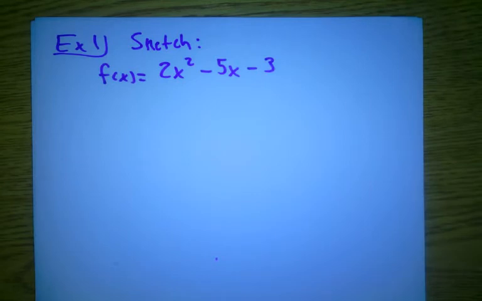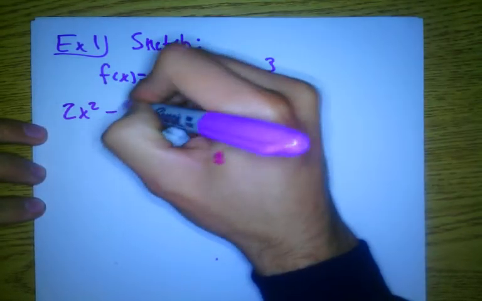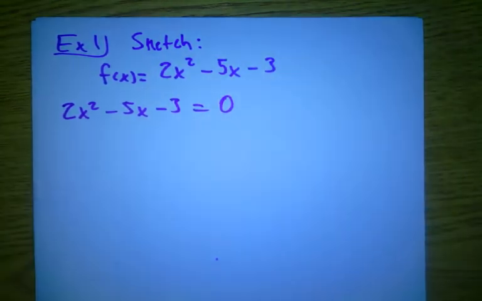Okay? How do I find an x-intercept for any function? Set the function equal to 0. Beautiful. So I got to start out by saying, okay, so 2x squared minus 5x minus 3 is equal to 0. Beautiful. How do I solve something like this?